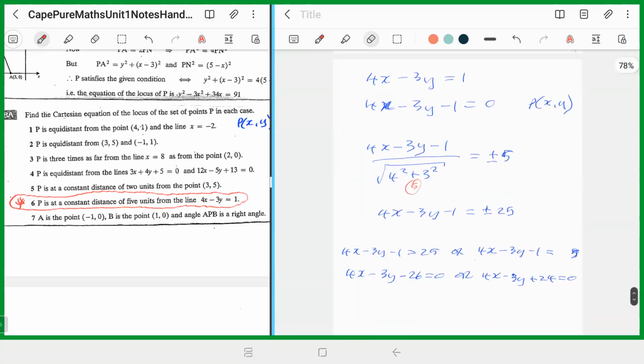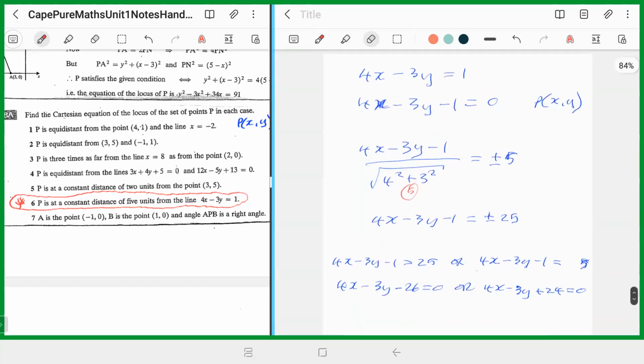Yes, sir. All right. So these are the answers. These are the 2 lines right here. This one or that one. All right. Easy stuff. Let us do the last one on the sheet and then jump to some past papers. This one.